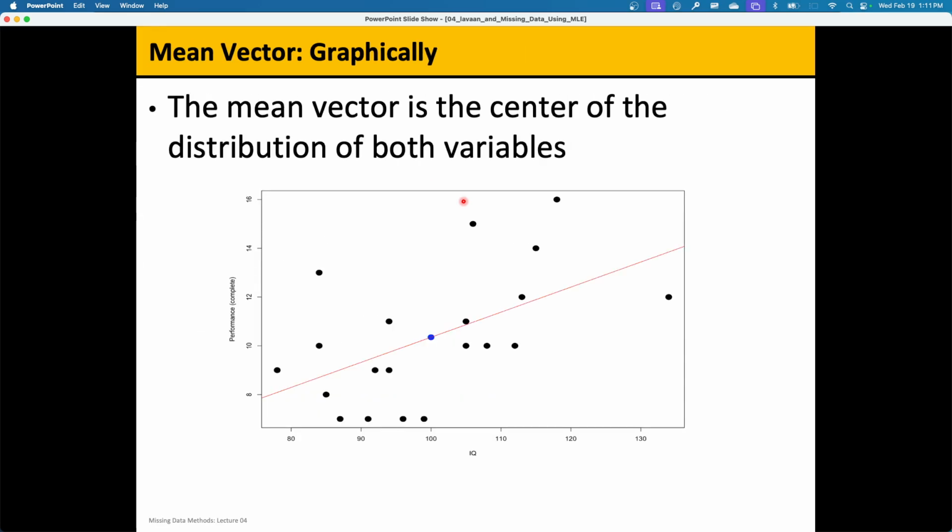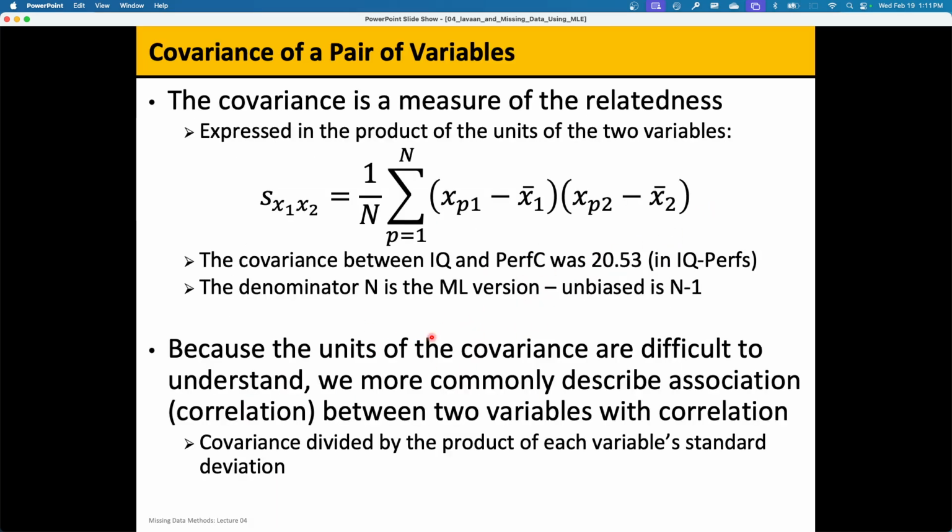The mean vector is the center of the distribution of all the variables. We remember that as well. Here's IQ, here's performance, there's our regression line. It's on the regression line. Let's talk about the covariance between the variables. The covariance is a measure of how related the variables are, how much they co-vary or vary together.